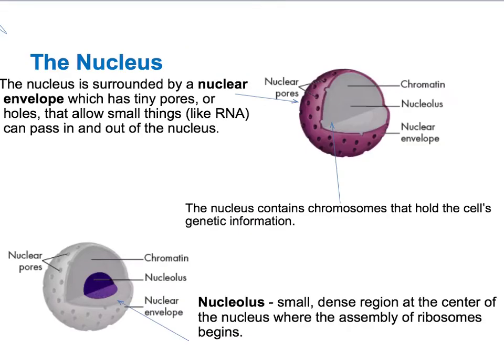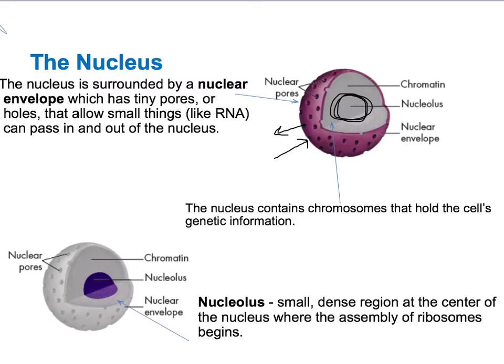The nucleus is kind of like the brain of the cell. That's where all the information is. On the top right, it's surrounded by a nuclear envelope, which has tiny pores or holes that allow small things like RNA to pass in and out of the nucleus, because the chromosomes, or the DNA, is contained in the middle. Sometimes we want those messages to be able to come in and out of the cell. But we don't want anything big like a bacteria to be able to get in and alter that DNA, because that's important information. We want to keep it safe.